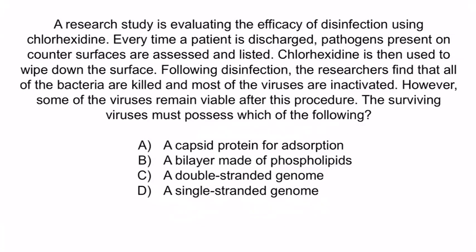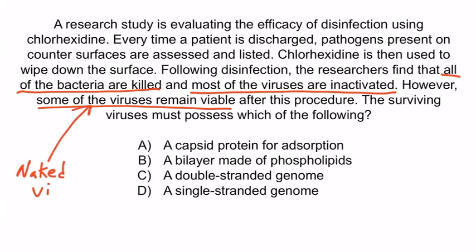Hopefully from the question stem you noticed that chlorhexidine was used and it killed all the bacteria present, and most of the viruses. However, some of the viruses persisted. To get this question correct, you need to know the mechanism of action of chlorhexidine, which, as we discussed before, works by destroying lipid membranes. Now, what type of viruses could survive destruction of lipid membranes? Well, the ones that never had them or needed them to begin with. In other words, naked viruses. So those viruses that remain viable are likely naked viruses.